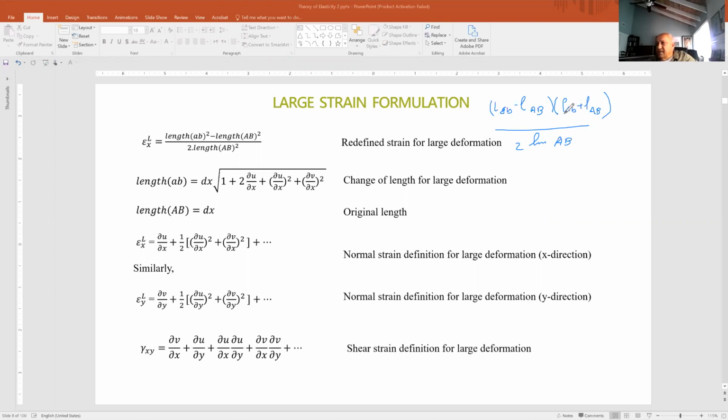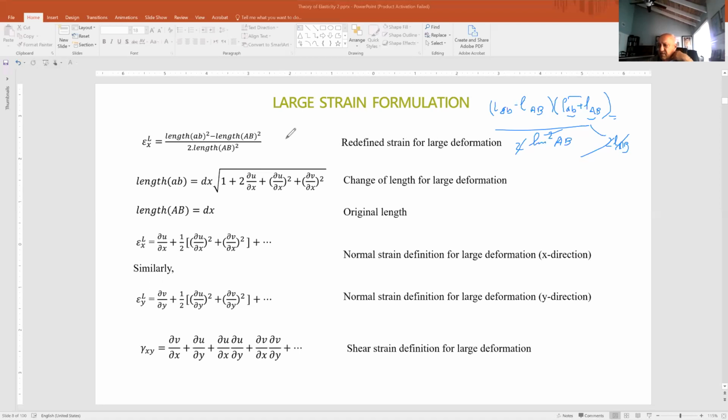If the strain is small, length AB and length AB capital, the initial length and final length, would be almost identical. One is 1 meter, the other one is 1.001 meters. So they are almost identical, and it would be equal to 2 times the initial length AB. So that 2 with that 2 cancels out, and one of these would go with the power 2, and we end up with the same definition, change in length divided by initial length, as we define the strain for the small strain.